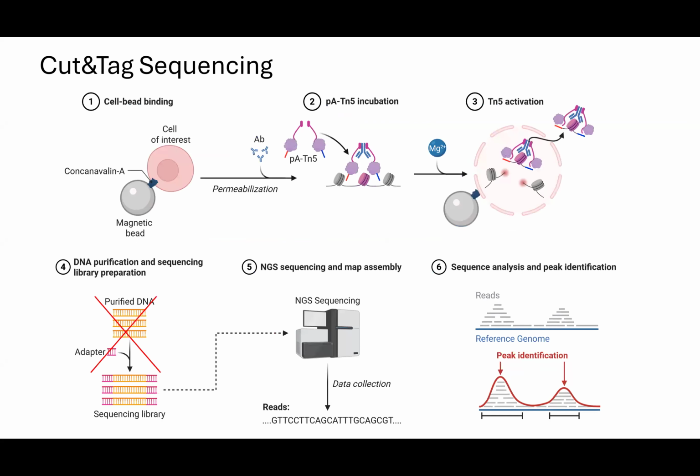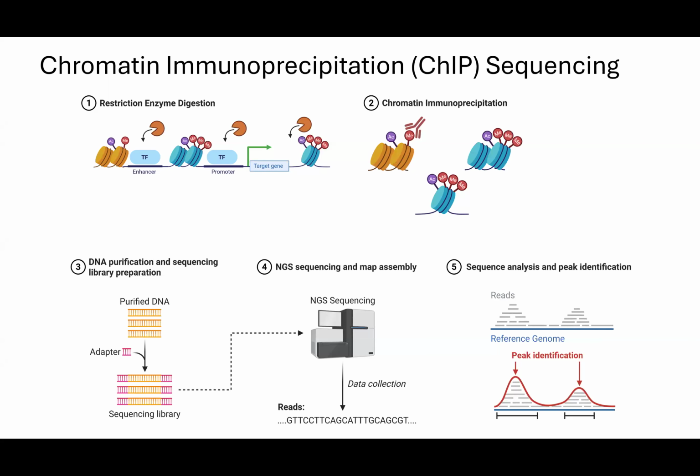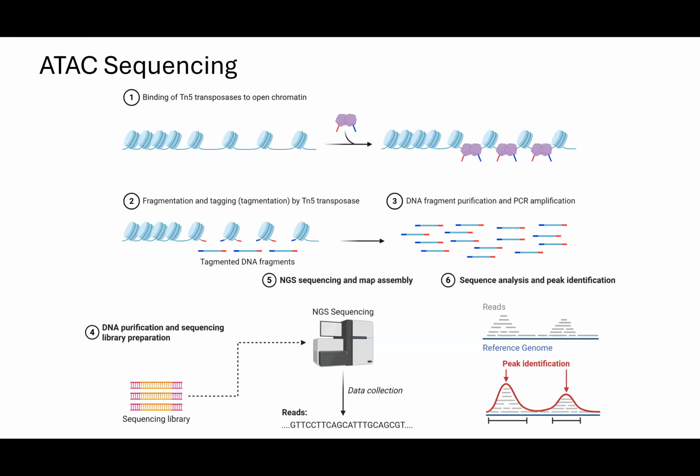So ChIP-seq, cut and run, and cut and tag are all giving you information on a specific target based on an antibody, whereas ATAC-seq is just telling you about accessibility.